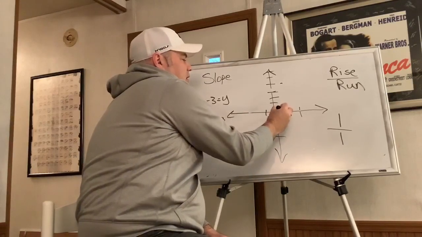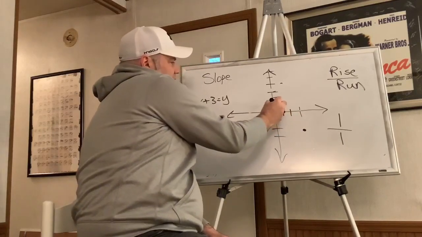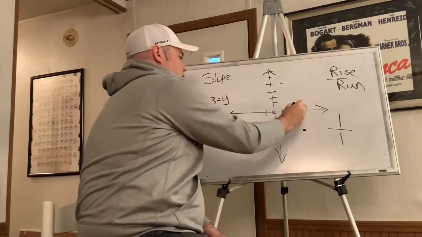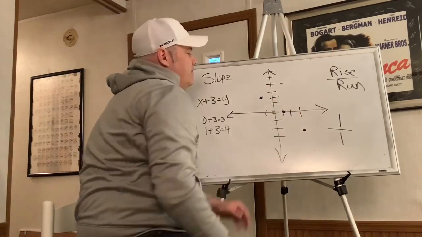In fact, let's start here. And let's say our next point is here. And let's say we've got a point, if I go over 2, I go down 2, so I go over 2. So we've got this line here.